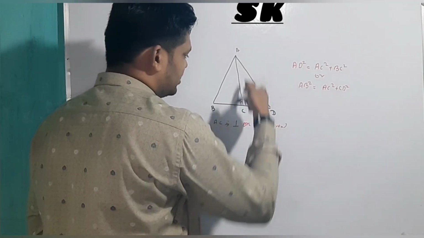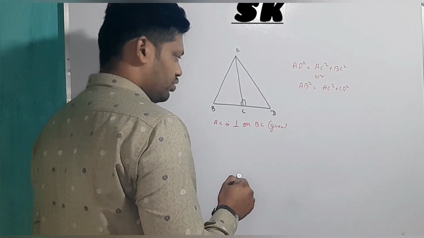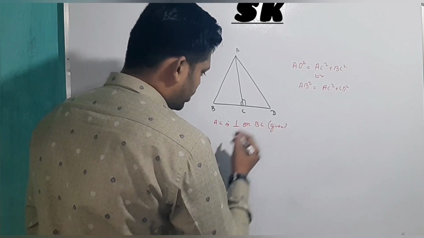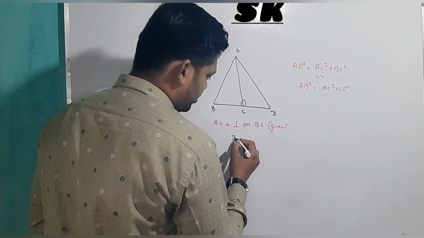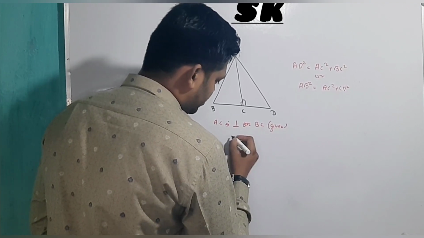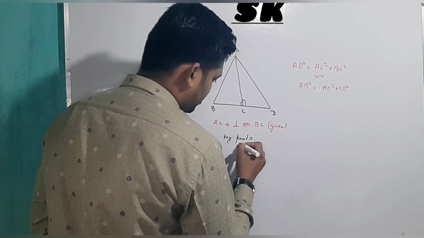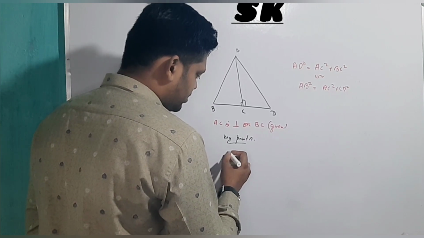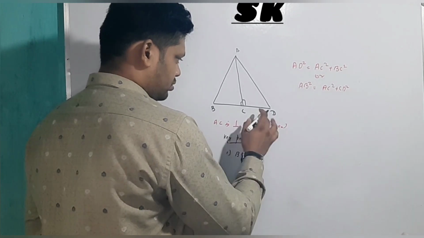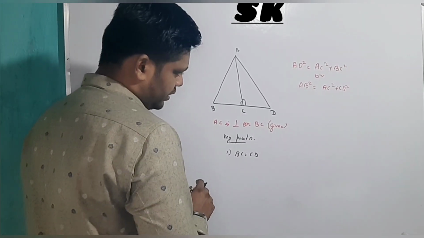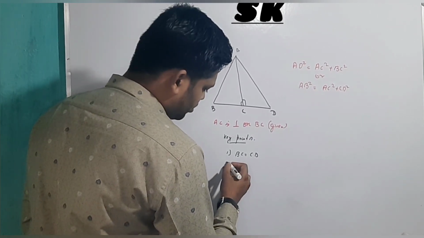What does it mean? It means that this is perpendicular on this one. So you know what a perpendicular is. According to that, this whole part will be divided into 2 equal parts. So, key points. What are the key points they gave us? First point, BC is equal to CD. Now, anything else they gave us? Yes, this one also we can write.